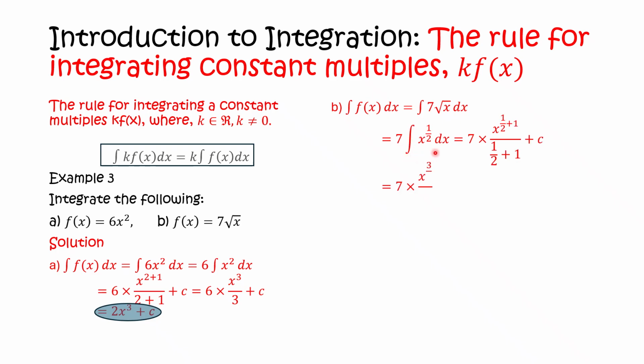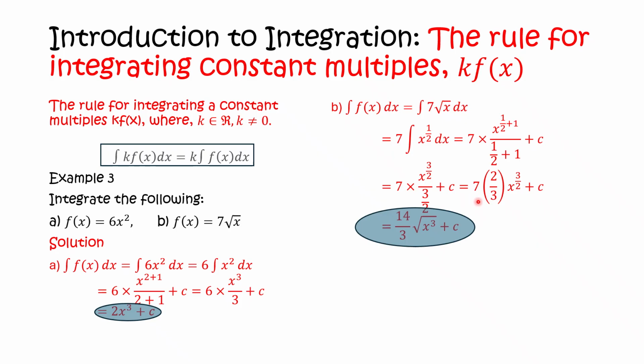But remember, the square root of x, according to the laws of indices, is equivalent to x to the power 1 over 2. And dealing with that and integrating that, we add 1 to the half, so that we have 7 times x to the power half plus 1 divided by half plus 1 plus c, which equals 7 times x to the power 3 over 2 divided by 3 over 2 plus c.